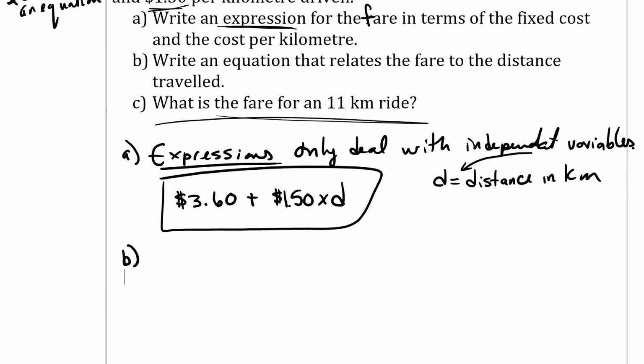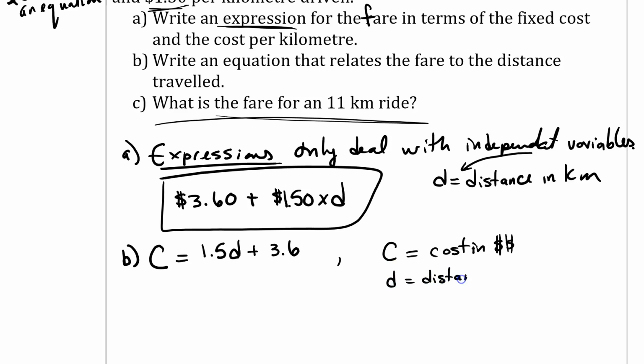B. Write an equation that relates the fare to the distance traveled. Well, this is the easy part. As soon as you have the expression, cost equals, and I'm just going to change around the order a little bit, 1.5d plus 3.6. I'm making it have fewer units as long as I define my variables well, where C is cost in dollars and D is distance in kilometers.